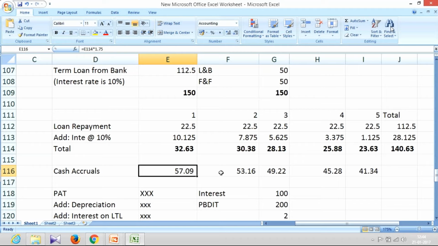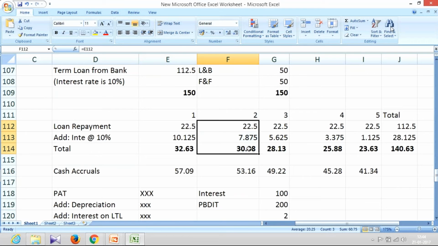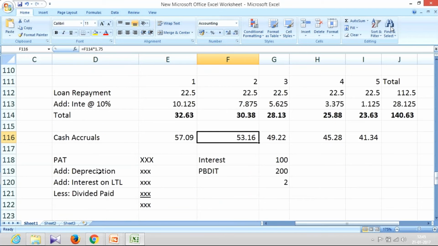It can be greater than that, but if it is going to be lesser than that, then bankers will have a kind of reluctance in sanctioning the loan. Similarly, in year 2, if your total repayment is 30.38, they would expect the cash accrual to be at least 53.16. So now the question is how to find out this cash accrual. That's the formula which I gave you.